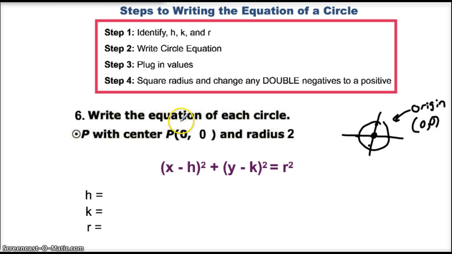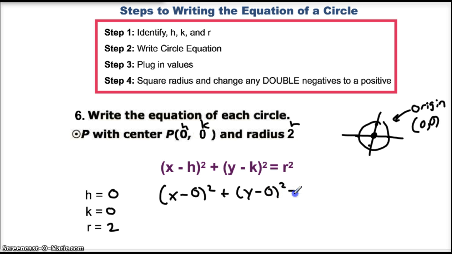Okay, so let's identify. This is our h, this is our k, this is our r, and now we just do it. So our h is 0, our k is 0, and our r is 2. Let's plug into our formula. It is going to be x minus 0 squared plus y minus 0 squared equals 2 squared. All right, we plugged in our values, okay?